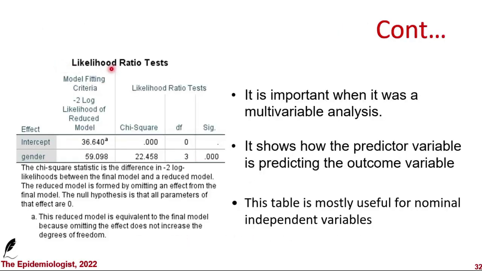The likelihood ratio tests table here is as follows. It is essential for multivariable analysis. It shows how the predictor variable predicts the outcome variable. This table is primarily helpful for nominal independent variables. In this analysis, the p-value is below 0.001. Therefore, we should be ready to reject the null hypothesis.